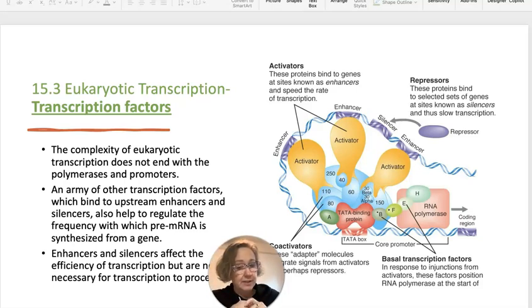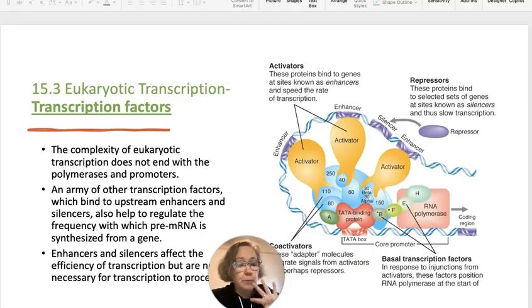Some of those enhancers and silencers just affect how fast or slow it goes or the efficiency of it, but some of them are not necessary. So you have activators or enhancers, and this affects the speed of transcription. You have repressors. These bind to the selected sets of genes and they silence or slow transcription. The basal transcription factors, remember, in response to injunctions from the activators, position RNA polymerase at the start. So once you have everything in place, you have basal transcription factors and co-activators. These adapt to signals from activators.